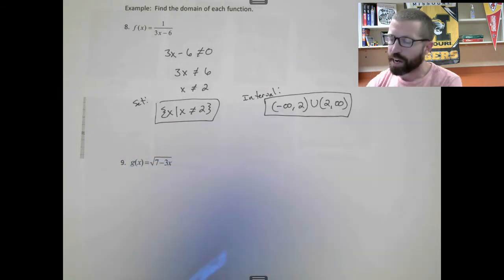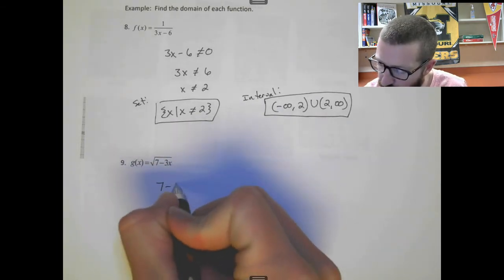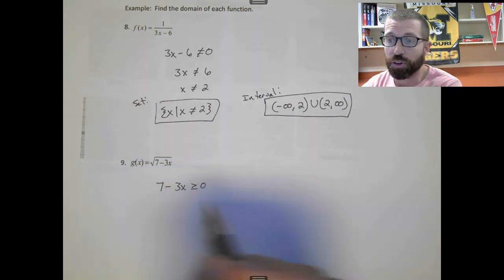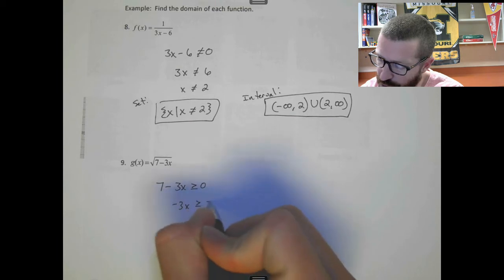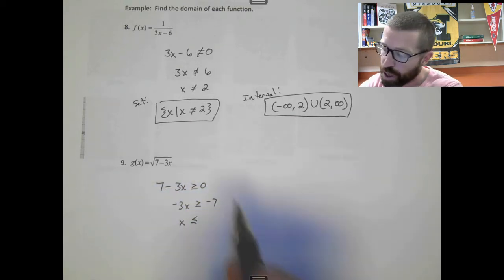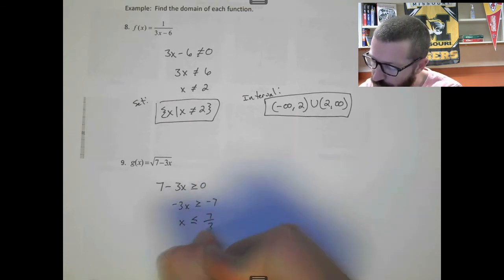So here you think, okay, I got to find the domain. I have a radical. So my rule is I set the radical greater than or equal to 0 and then solve. So negative 3x is greater than or equal to negative 7. Divide by negative, that switches the sign of the inequality. And then you just divide, which makes this 7 over 3.